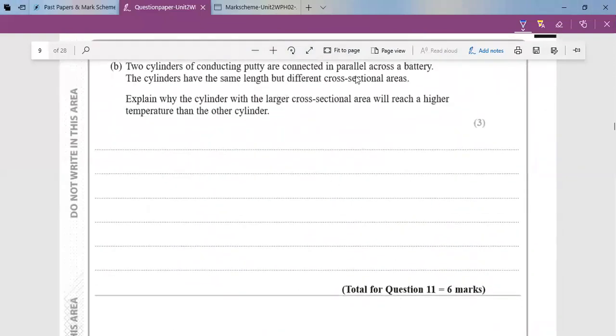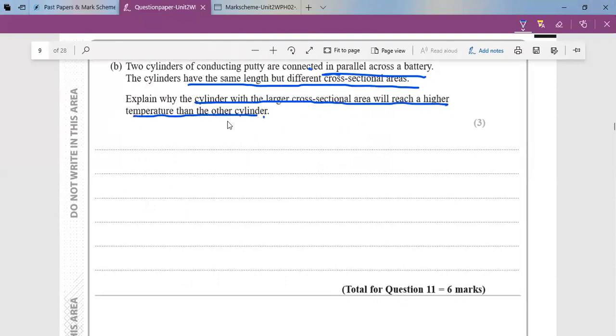Two cylinders of conducting putty are connected in parallel across a battery. The cylinders have the same length but different areas. Explain why the cylinder with the larger area will reach a higher temperature than the other cylinder. Any suggestion? Because it has more capacity. More capacity? Wait, no. I'm sorry.